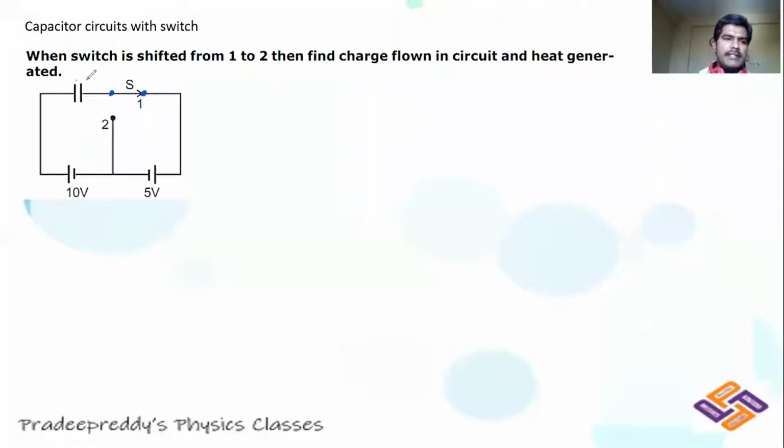That means this capacitor, which is connected over here, has a value of 2 microfarad, and this is a 10 volt battery and this is a 5 volt battery. Now this 2 microfarad capacitor is connected with these two batteries, right? Clearly you can tell that this end of the battery is 10 volt and this end is 0, and this end of the battery is 0. This end of the battery will be equal to 5 volt.